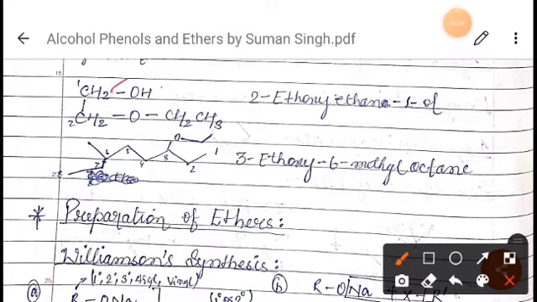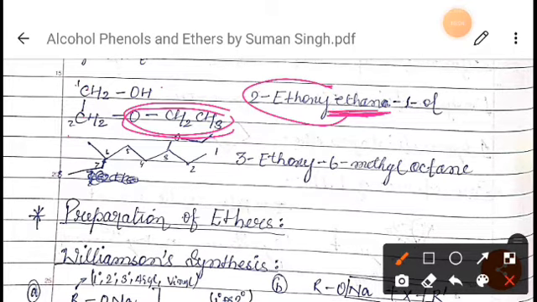Since the functional group is here, we will give it priority. So the numbering should be 1, 2, okay? In the first position, in the second position, there is ethoxy, right? So we will go according to alphabetical order. So we will give 2-ethoxy, as it is written, 2-ethoxyethane, 2 carbon, right? Ethane 1, in the first position oxygen is there, so 1-ol, right?